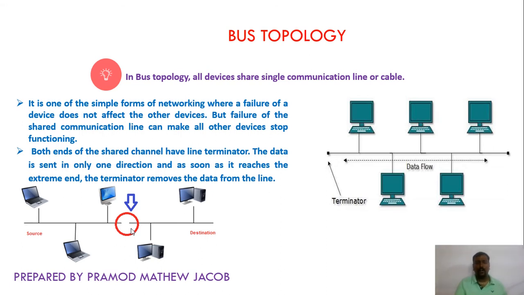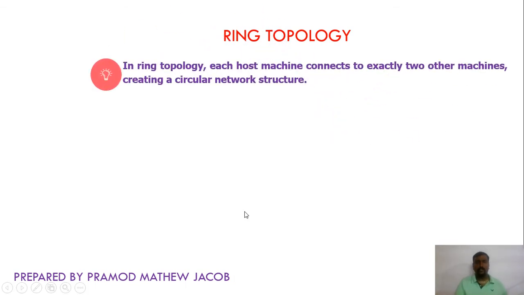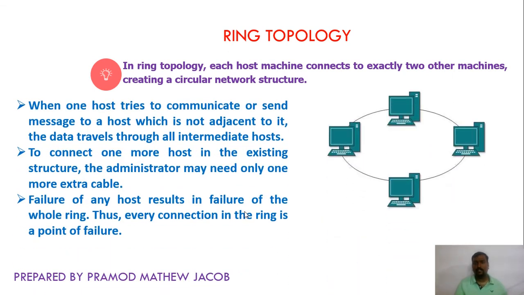So in order to avoid this, they have introduced a new topology, that is by joining these two endpoints together to form a ring, that is called ring topology. In ring topology, each host machine connects to exactly two other machines, creating a circular network structure. So every computer is connected with two other computers, in a circular manner.